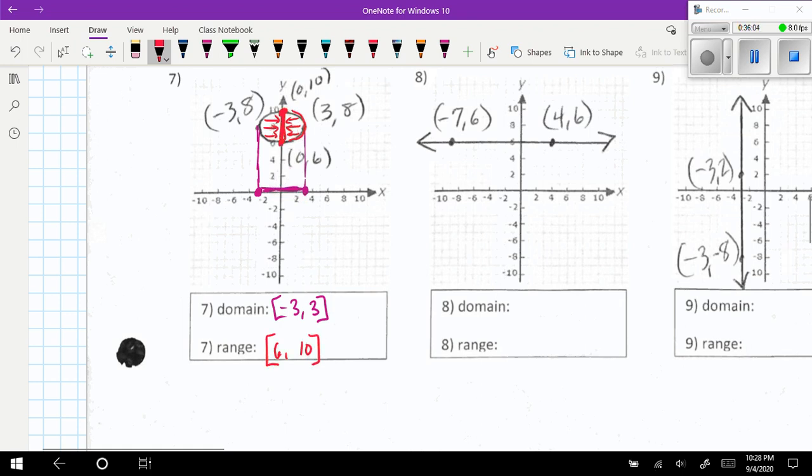And once again, question number 7 is not a function because each element in the domain is not paired with exactly one element in the range. In other words, each x is not paired with exactly one y. Question 8. Oh, this one's kind of simple.